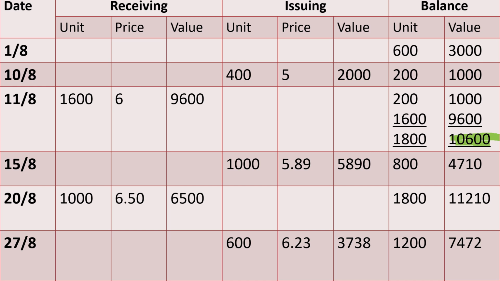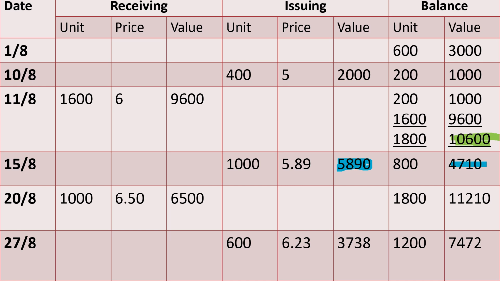So to get the balance value, from 10,600 we are going to deduct the inventory issue cost of 5,890. So ultimately you will get the balance of 4,710. Now then on 20th August we are going to purchase another 1,000 at $6.50. So the value is 6,500.